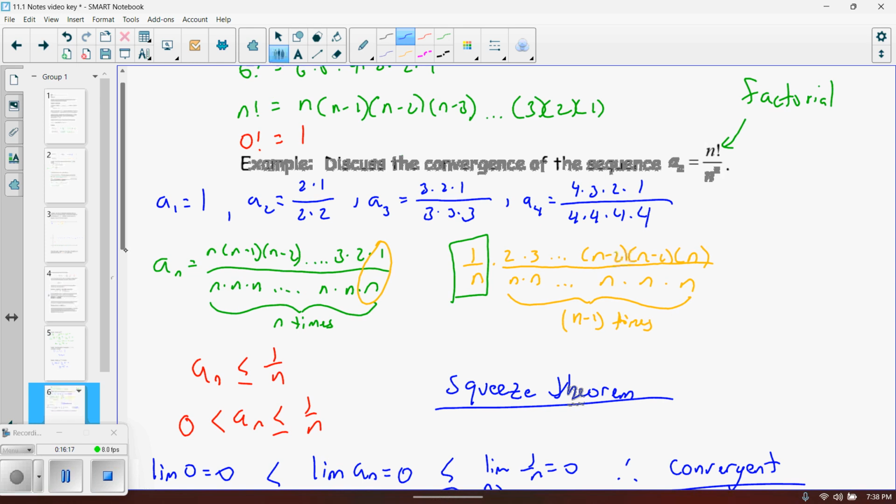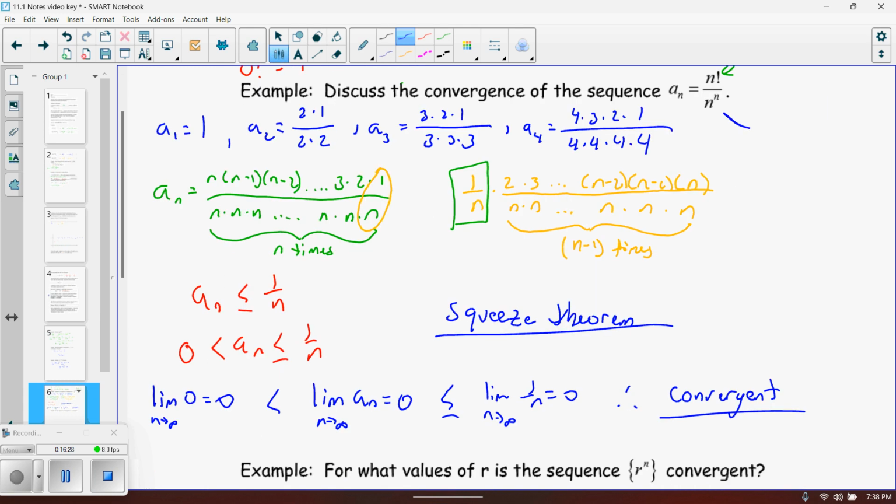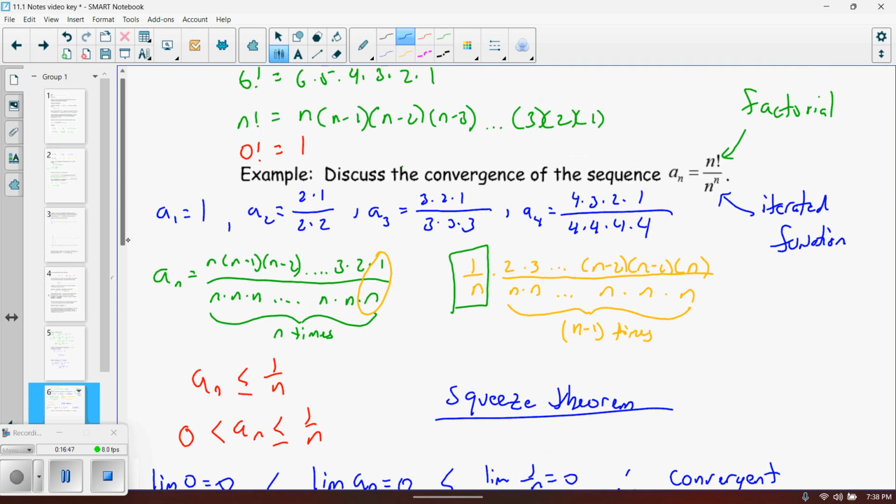The factorial on top, that's what that is called. The one on the bottom, where you've got a variable raised to its same variable, is what is called an iterated function. Okay, it's not exponential, it is not polynomial, it is not a power function. It is called an iterated function. And iterated functions, of the functions that we know so far, are going to be among the fastest growing functions that we have. Factorials are probably the second fastest growing function that we have.